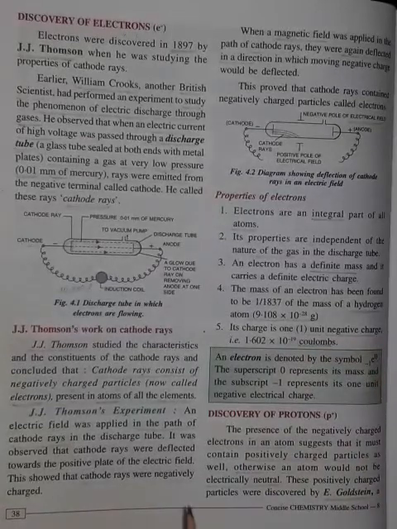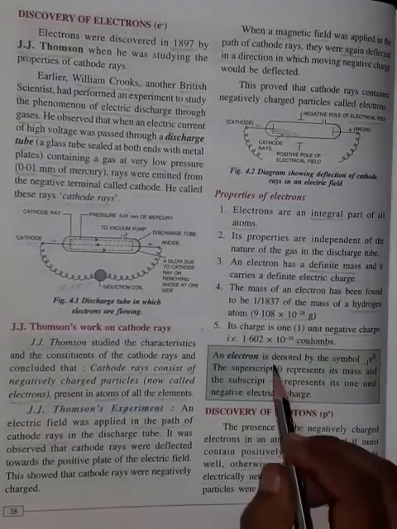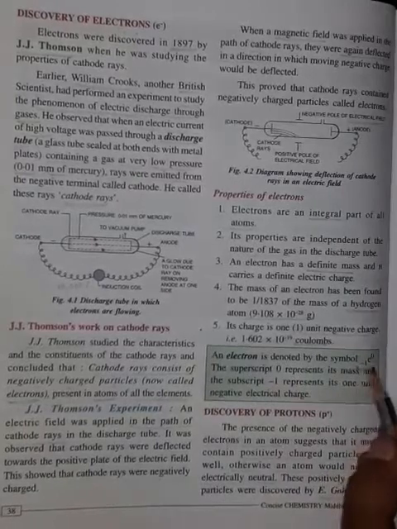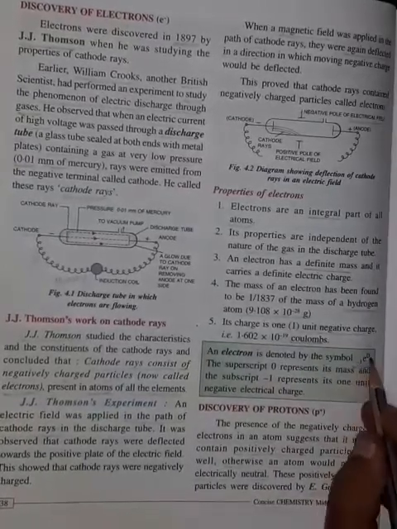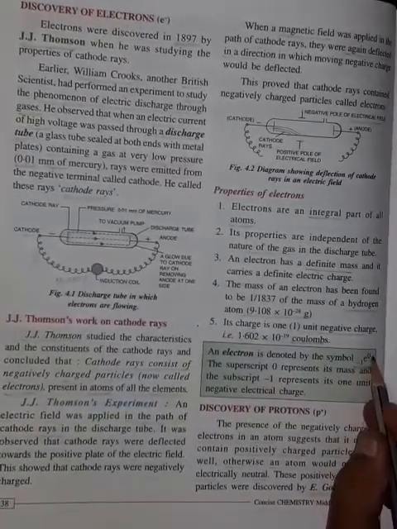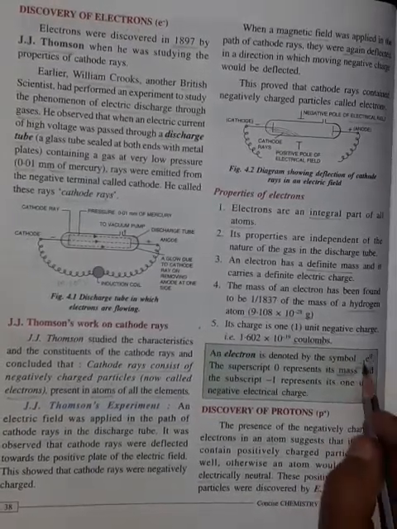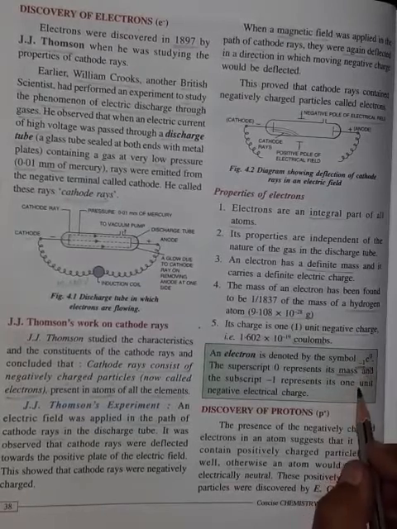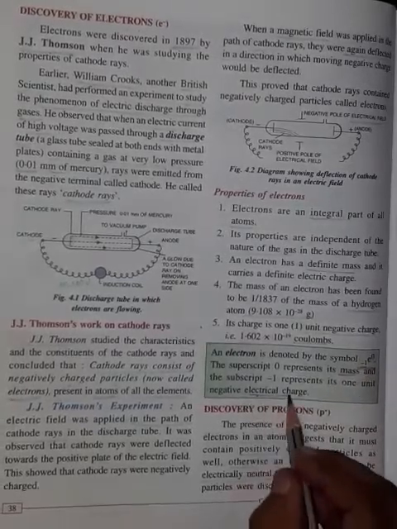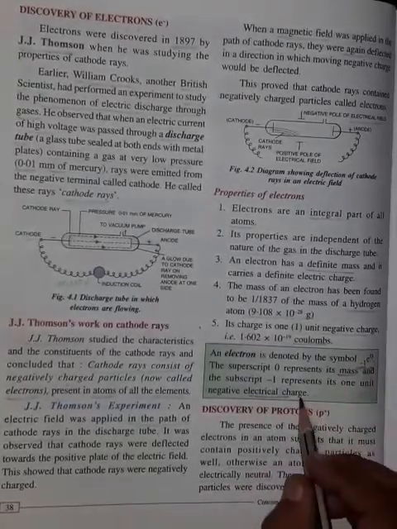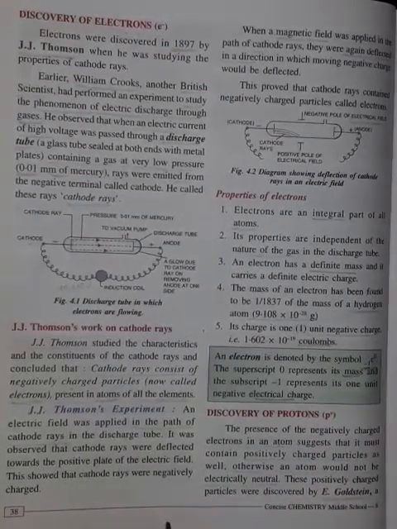Now how can we represent an electron? An electron can be represented by the symbol e with superscript 0 and subscript -1. Here the superscript 0 represents the mass, and the subscript -1 represents the electric charge. As it is -1, it is 1 unit negative charge.